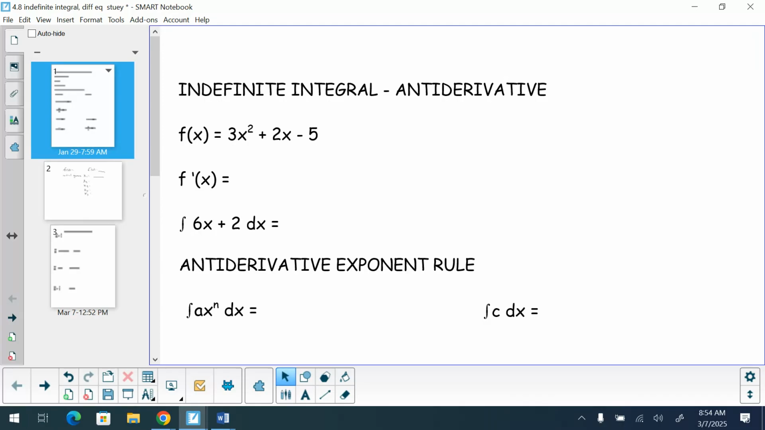Well, if we take a look at the function f of x equals x squared plus 2x minus 5, and we look at the derivative, what would be our derivative to the function? Start you out nice and easy here. I have 3x squared plus 2x minus 5. I want you to take the derivative of that.